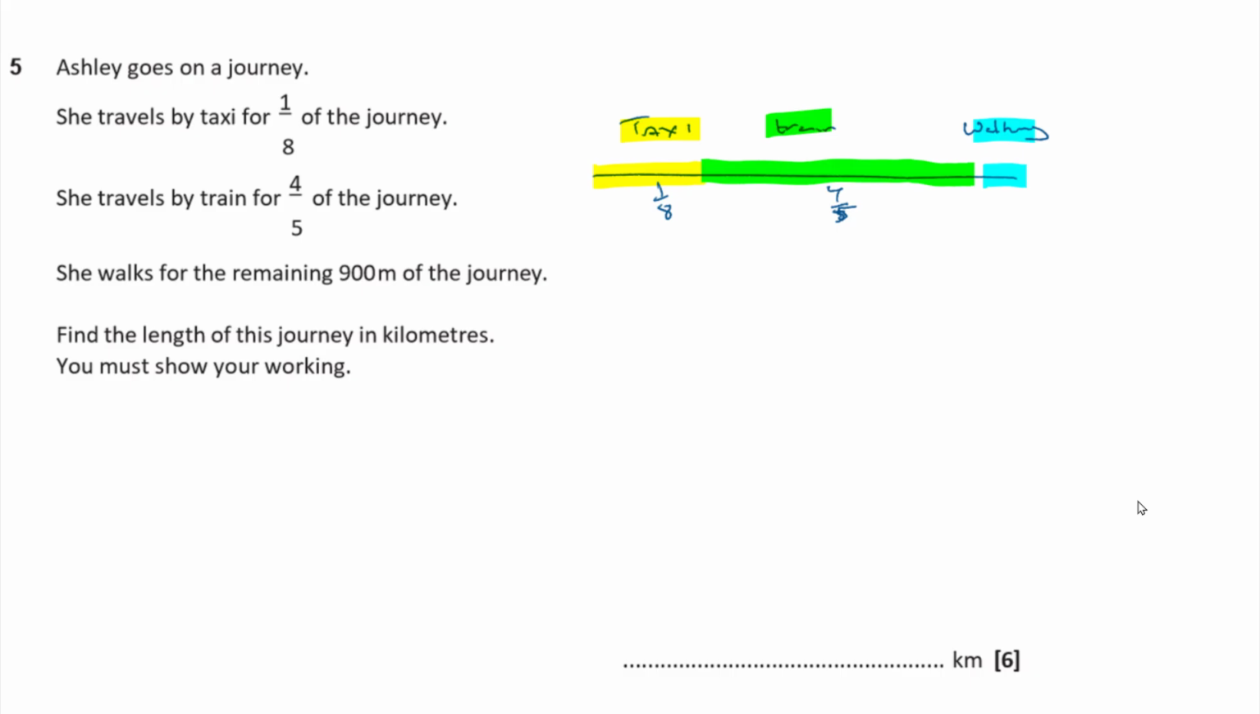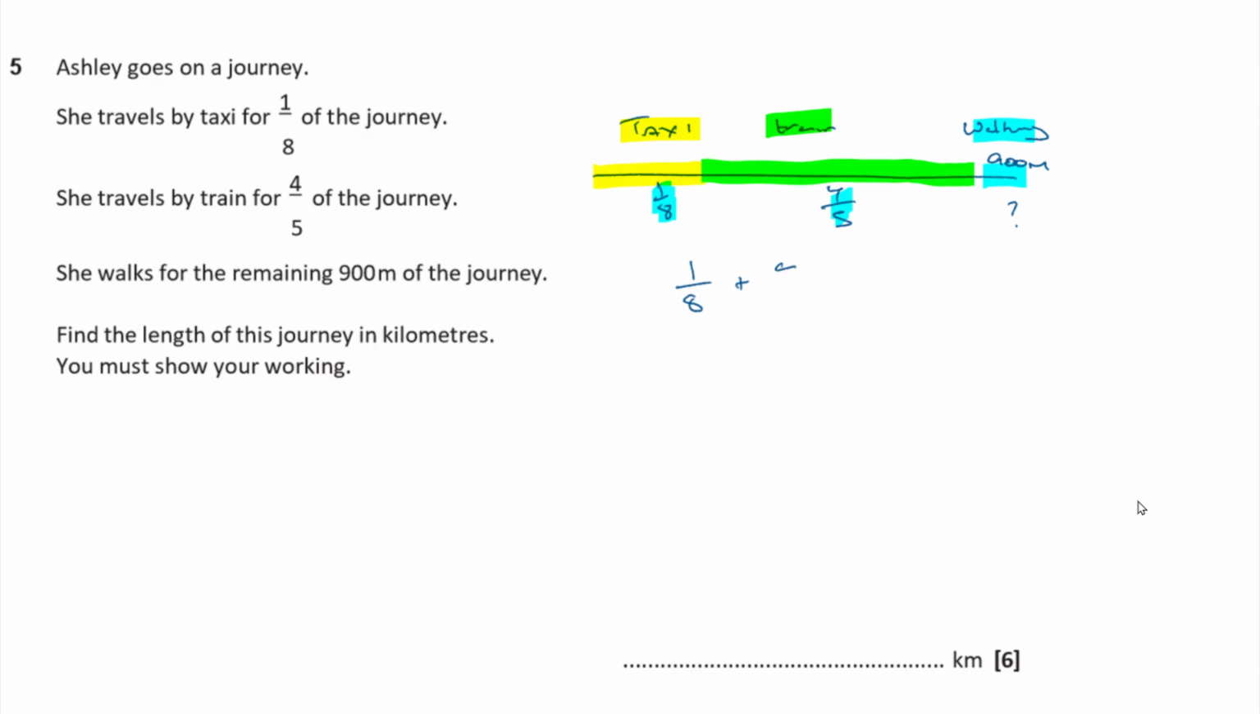Which we happen to know is also 900 meters. But we don't know what fraction of the journey it is yet, but we can easily work that out, can't we? I'm going to write that down properly. If I add those two fractions together, then I should be able to work out what's left over and pair it up with the walking bit, can't I? So let's start by adding those fractions together.